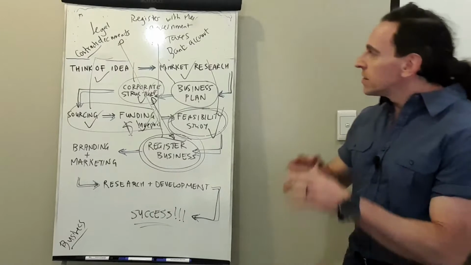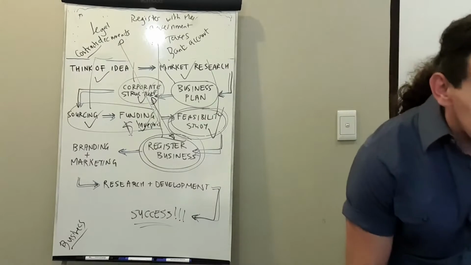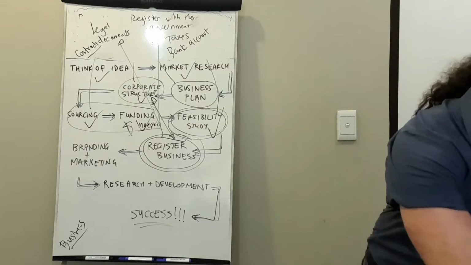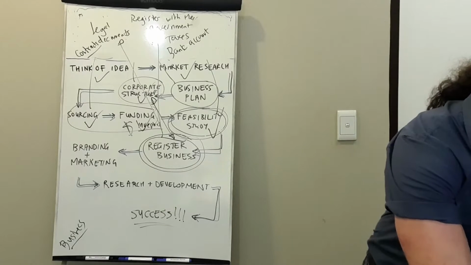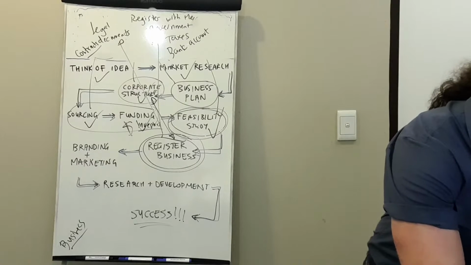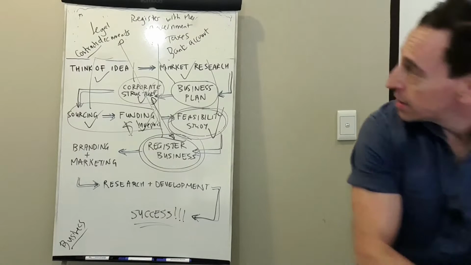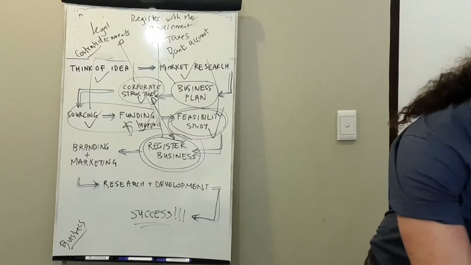All right, so let me write it down. Let me put this down for our next stage, which is registering the business. So this means get a registration number from the government. Get a tax number. Open a bank account.